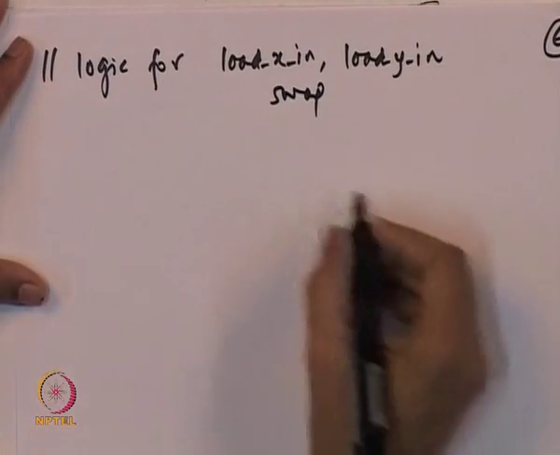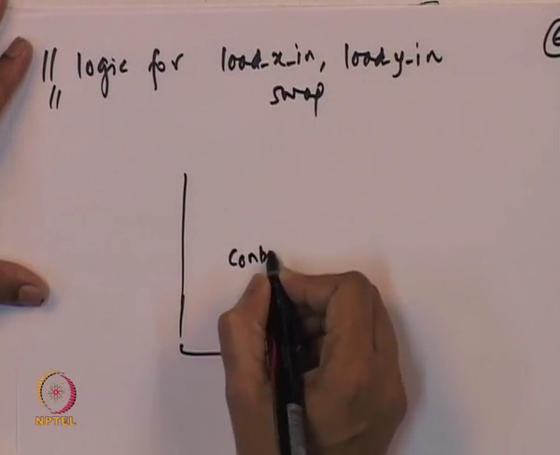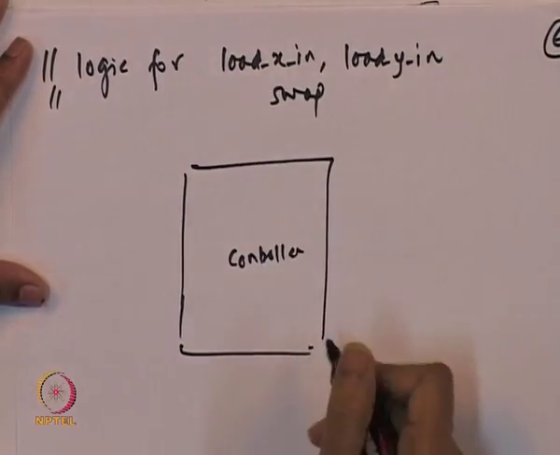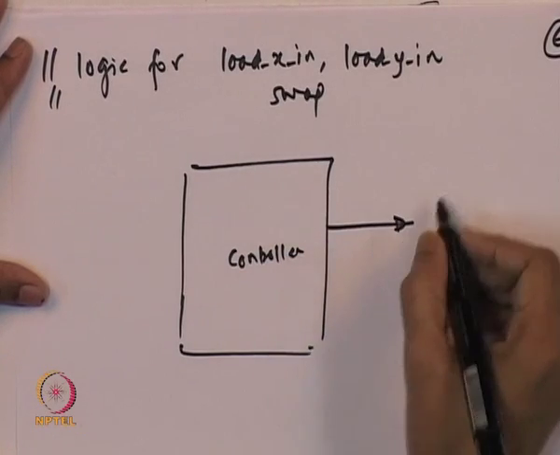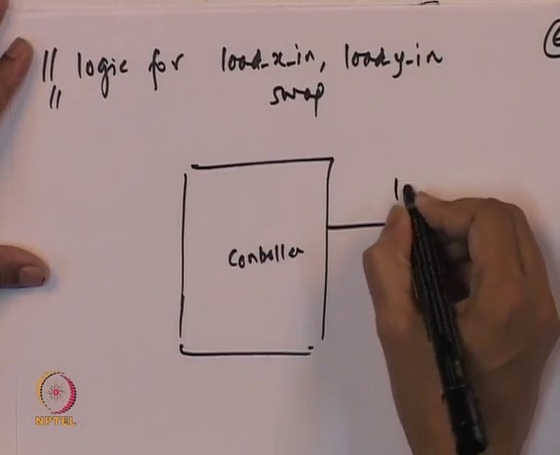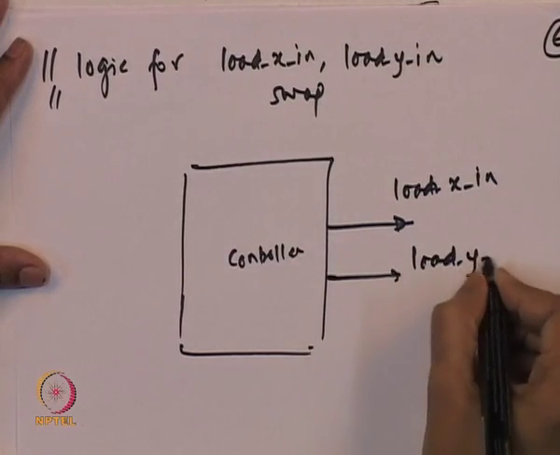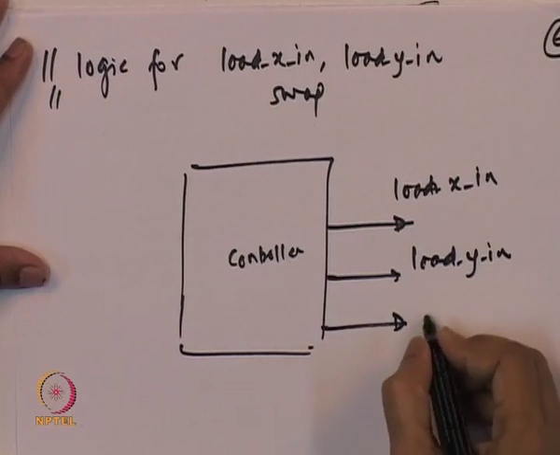So what we need is logic for control signals load x in, load y in, control signal swap. The entity that does this is called a controller, and the output of this controller are these control signals which are being used to drive the data path. So, in particular, load x in, load y in and swap.